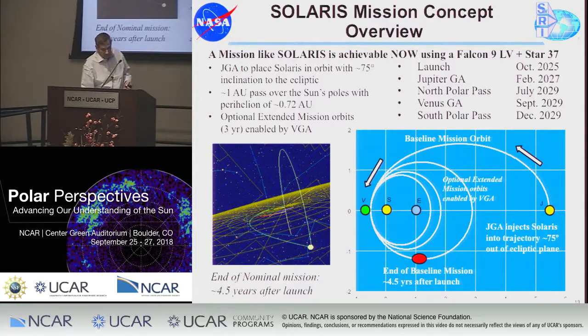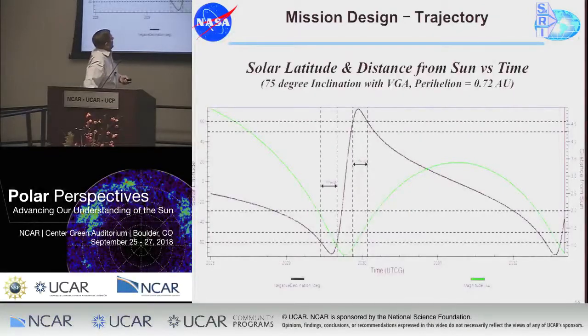3 to 4.5 years. And basically, this is a plot of solar latitude, the orbit in terms of solar latitude and distance from the sun. So we're coming in, we start out at 5.5 AU, we come in to 0.72.